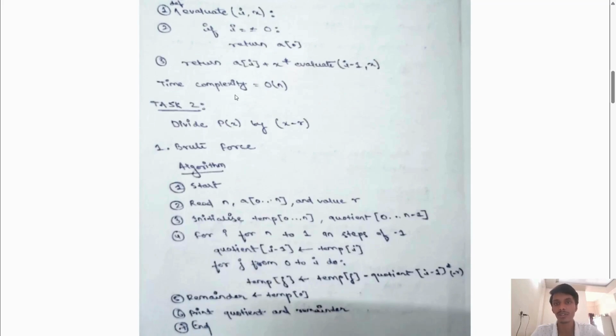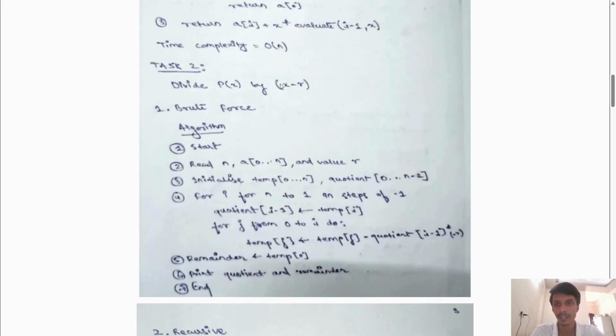Here a function is evaluate(i, x). It takes i; if i equals 0, it returns the value, or else it solves the function recursively for every term i minus 1. It solves the evaluate, then stores, then returns it to its call. The time complexity of this algorithm is big O of n.